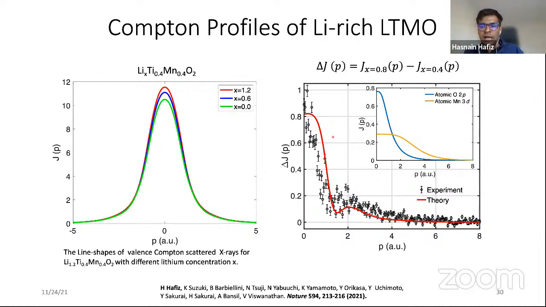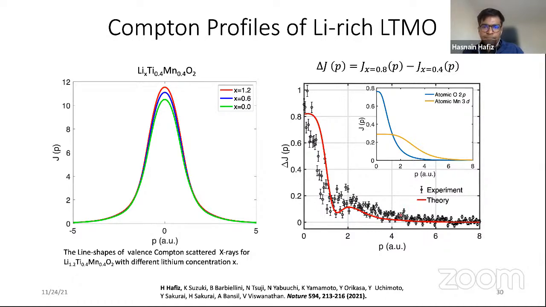And from there, we can now compare their shape with the atomic profiles. For example, here, the blue curve is the atomic oxygen 2p, and the yellow curve is the atomic Compton profile for manganese 3d. We can now compare these two with the derived and the experimental profiles. And you can see that at low momentum, it is mainly oxygen 2p, that is, the behavior is more like oxygen 2p, but the long tail is coming from manganese 3d states.